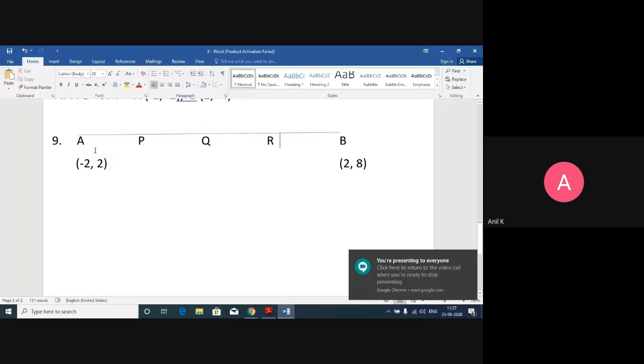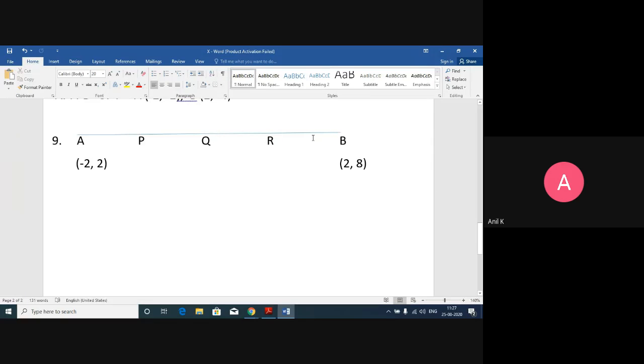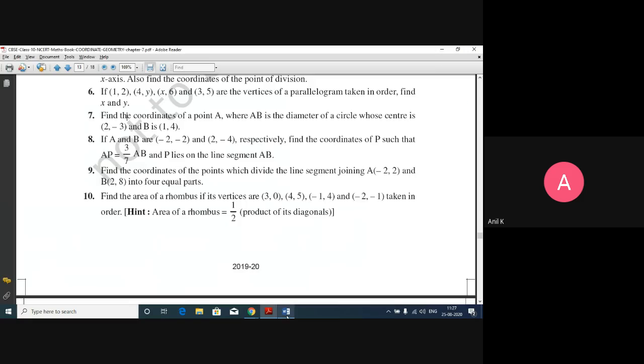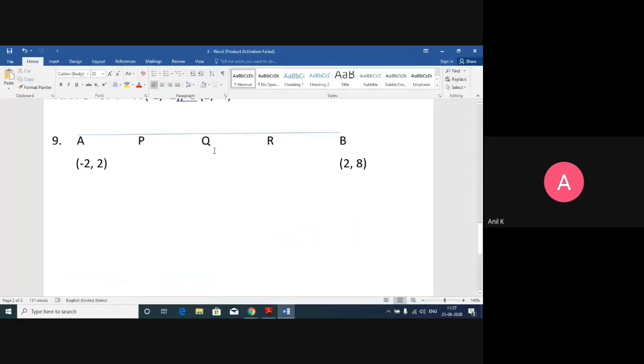Ratio for R: AP, PQ, QR. So there are 3 points and RB is 1, so it will be 3:1. Yes. So you can use the section formula and apply it thrice: one to get the point P, second to get the point Q, third to get the point R. So the section formula will be applied 3 times with different ratios 1:3, 1:1, 3:1. That is the first method.